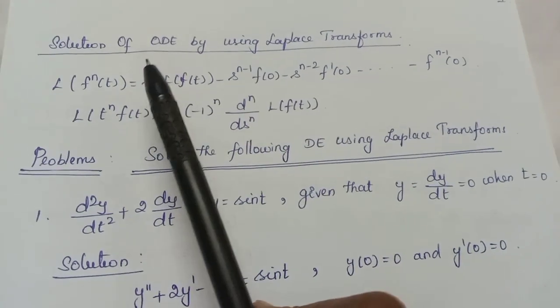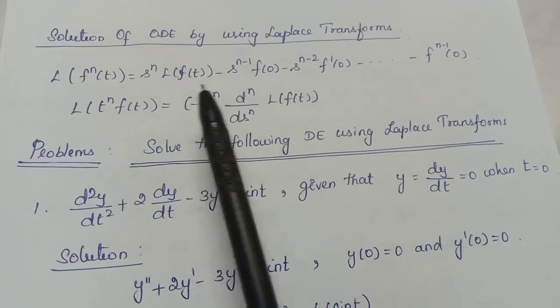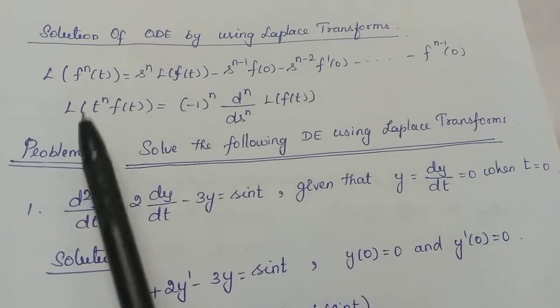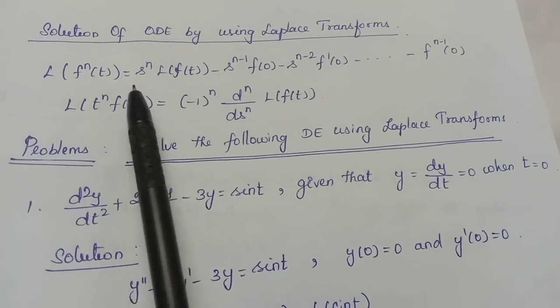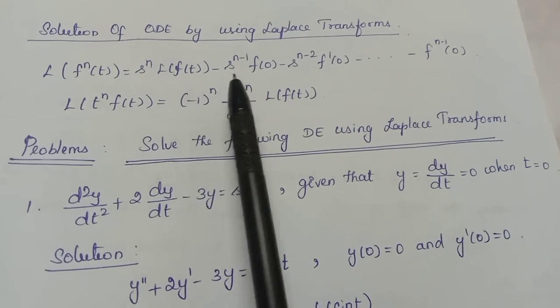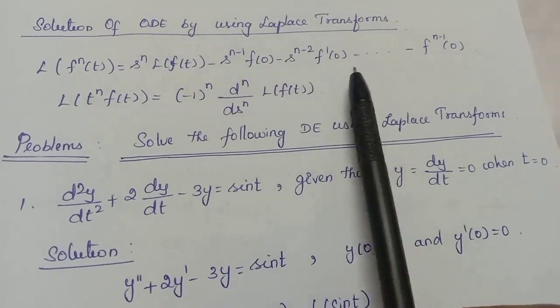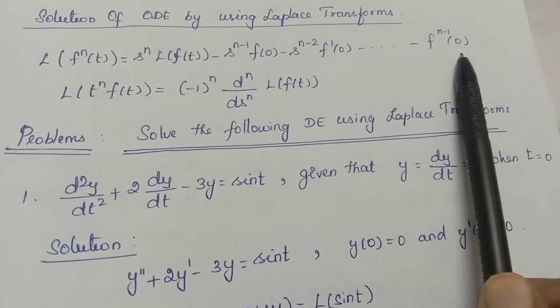Now in this video, we are going to see how to solve an ordinary differential equation using Laplace transform. Mainly we are going to make use of these two formulas. One is L of f nth derivative of t equal to s power n L of f of t minus s power n minus 1 f of 0 minus s power n minus 2 f dash of 0 etc., up to minus f (n minus 1)th derivative of 0.